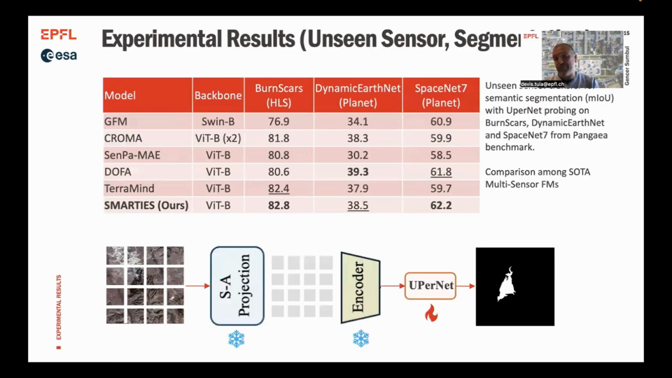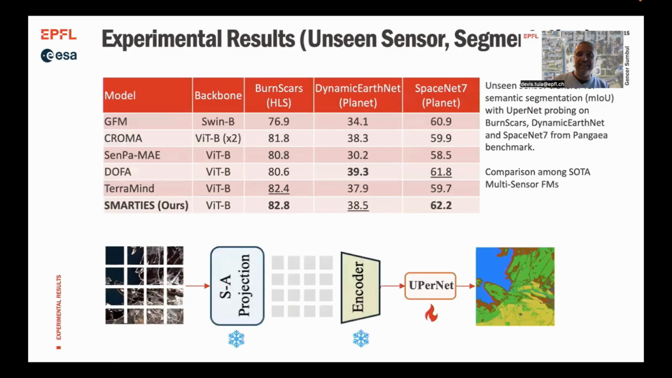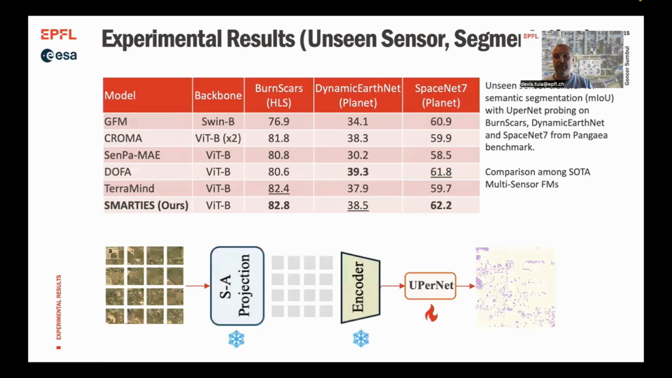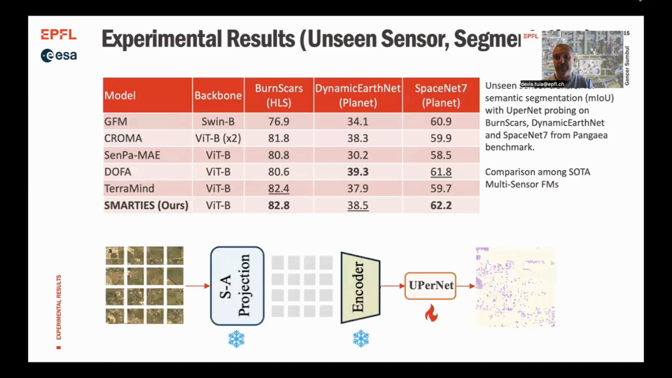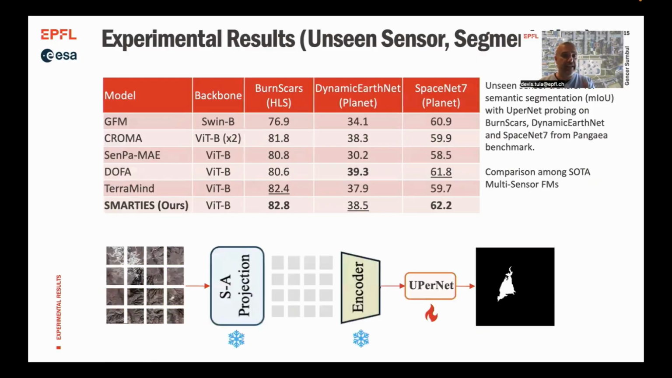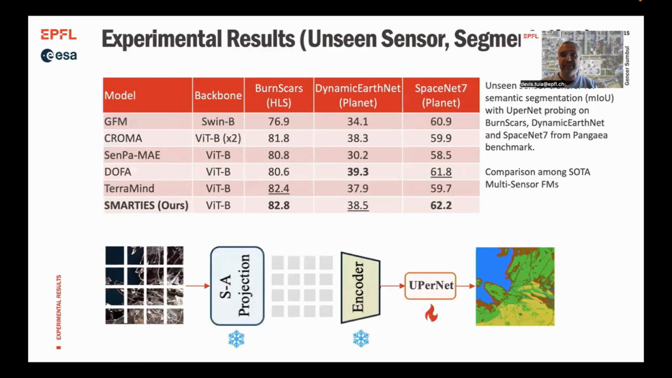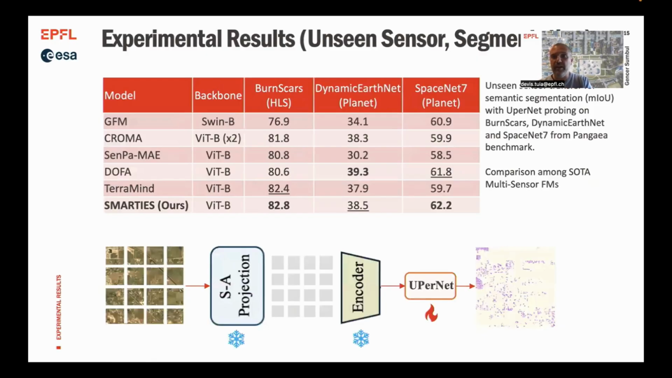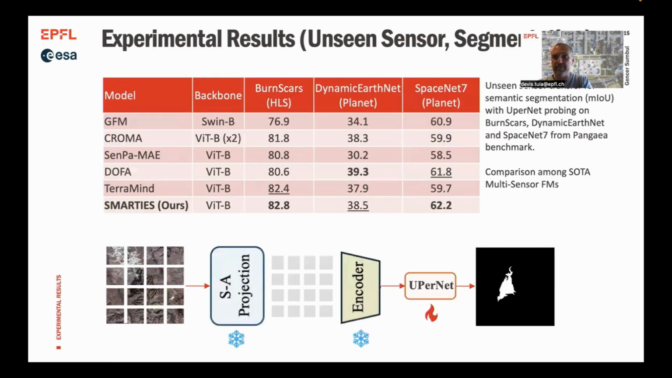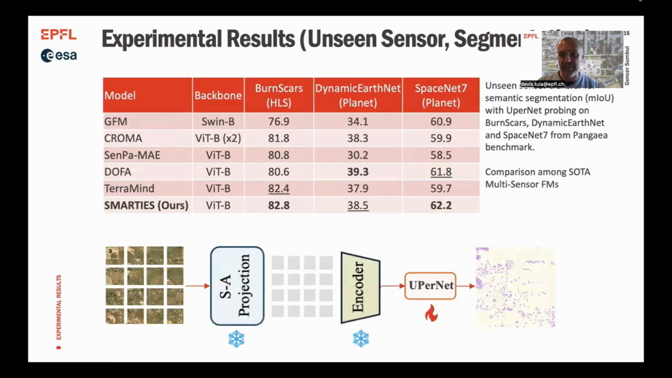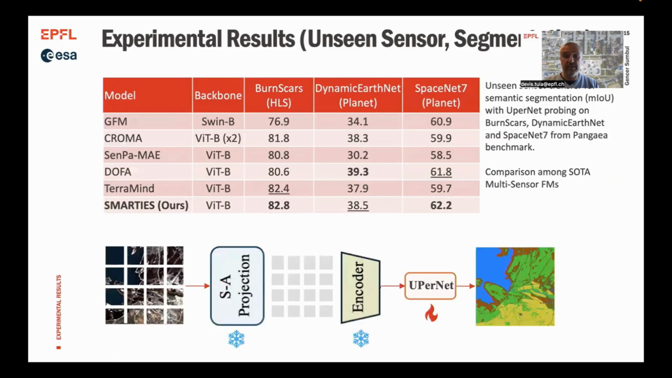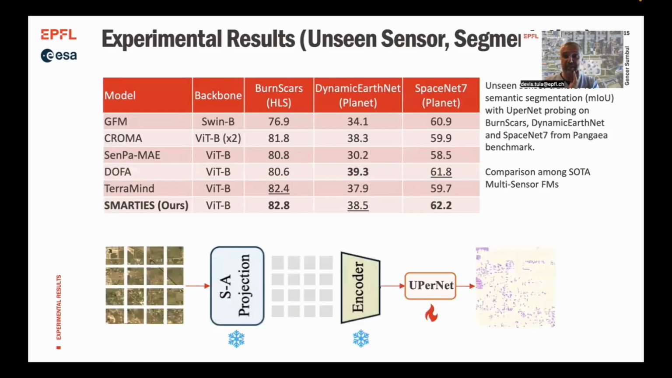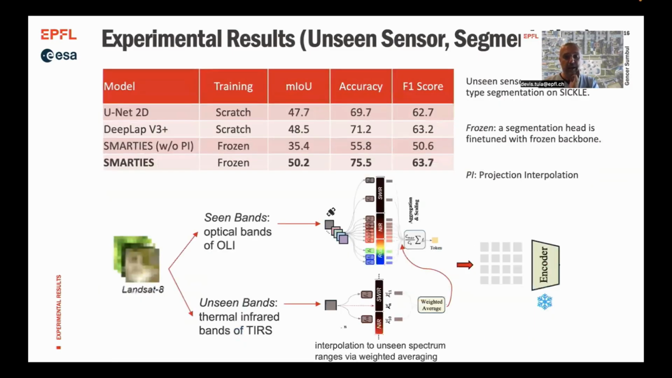Then semantic segmentation, as I told you, you can plug in another model when you have learned your feature after the encoder. In this case, we fine-tune UperNet, and then we can tackle different data sets. We took those from the PANGAEA benchmark, and Smarties is performing remarkably well on all of them, despite not having done any semantic segmentation so far. And finally, I think this is the last experiment.